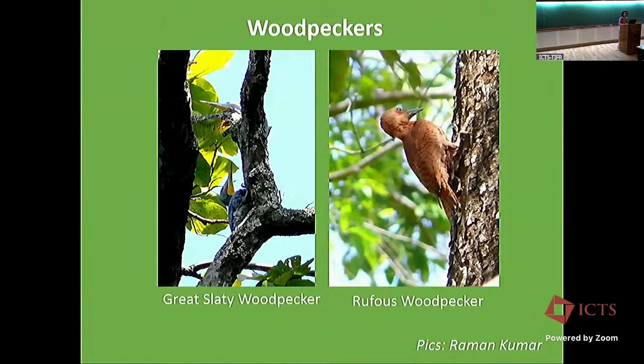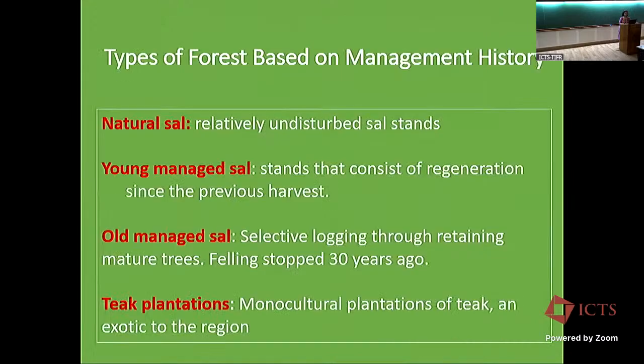So these are two examples. On the left, there's the great slaty woodpecker, which is the largest woodpecker in the world, which lives all along the foothills of the Himalaya, and the rufous woodpecker, which is found all over India. Again, for this study, we looked at different land uses. We have different types of forest based on management history.